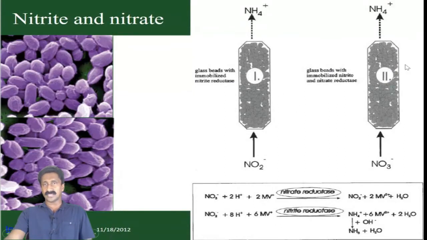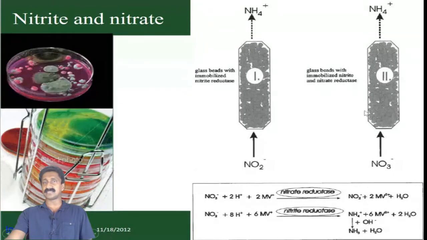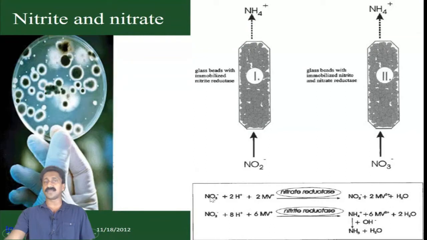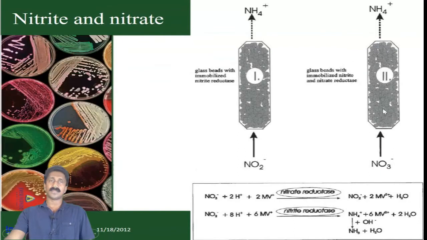So in this case, the glass beads were immobilized with the nitrate and nitrite reductase, that is, both enzymes were immobilized in the system. So the entire pathway of conversion of nitrate to nitrite and nitrite to ammonia can be completed within the same immobilized system. This is how nitrate and nitrite reduction mechanisms work.